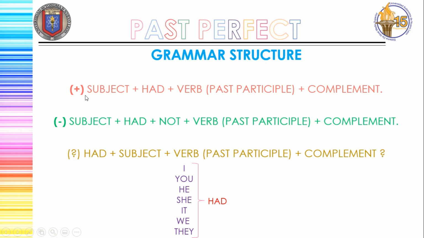For an affirmative sentence, we have the subject, the auxiliary had, the verb in past participle, and the complement. For a negative sentence, we have the subject, the auxiliary had, then we're going to add the word not. Then we have the verb in past participle and the complement. For a question, first we're going to start with the auxiliary had, then we have the subject, the verb in past participle, the complement, and the question mark.